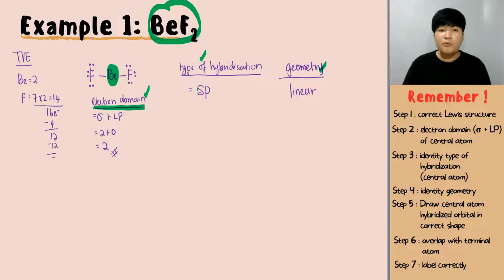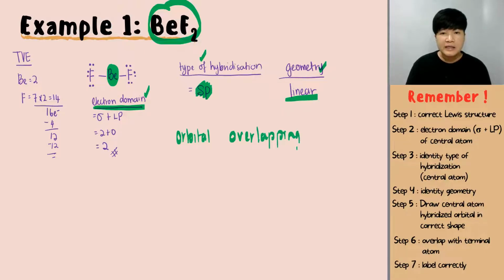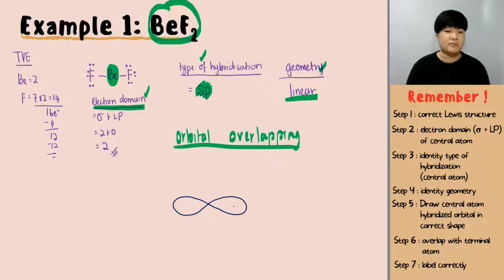So now, you already have the type of hybridization and the geometry, knowing that beryllium has an sp hybridized orbital in the shape of linear. So right now, let's go for the orbital overlapping. How do we draw the orbital overlapping for BeF2? We will start off with the central atom in the shape of linear for your sp hybridized orbital. Your sp hybridized orbital shall look something like this in the shape of linear.